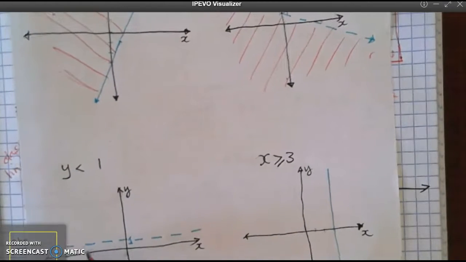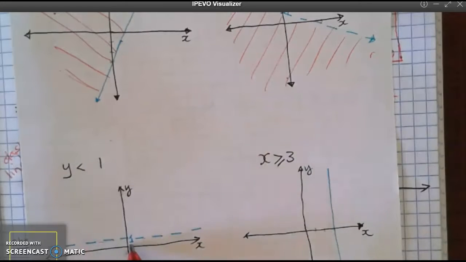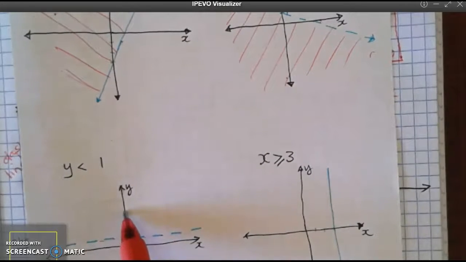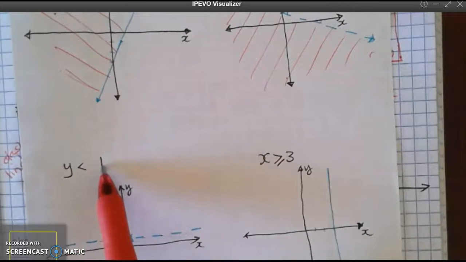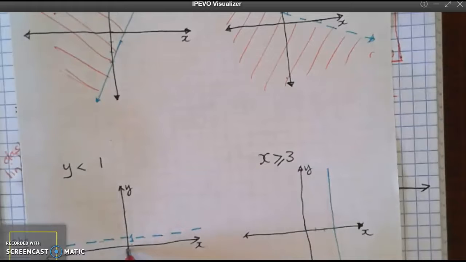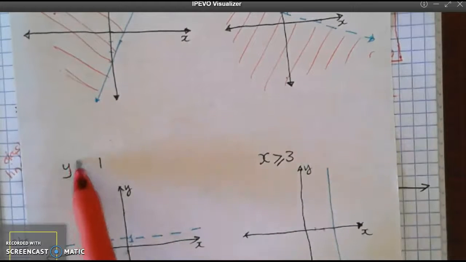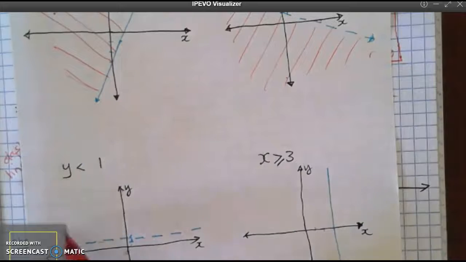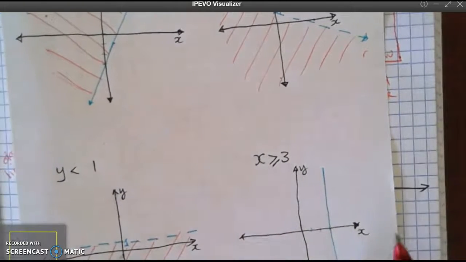Okay, then what about y is less than 1? Y equal to 1 is the horizontal line. And y is less than 1. If y is here, then y is 0. Is that less than 1? Yeah. If y is over here, it could be something like y is 5. Is 5 less than 1? No, that's not true. So this is untrue, but this is true. Or you can think of it as, is y value less than 1? Less than means smaller, so it's going to be below. So we are shading below.